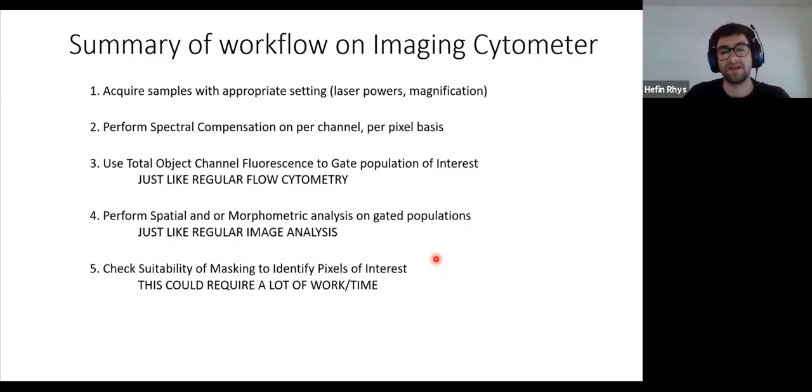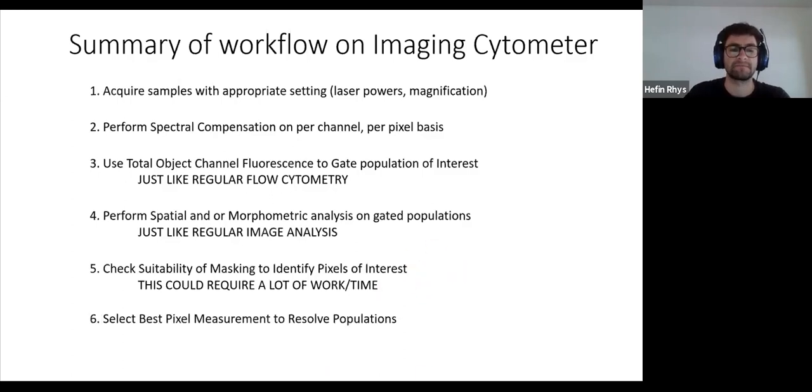The way that most people do it is by creating a mask, applying it to their data, checking that it works well, and if not, iteratively improving on the mask. And this is the bit that takes a long time. But once you've got a mask that works well, then you can use this to generate new features that will resolve your populations. So you could use a mask, for example, on just the nucleus, and you find that that helps you discriminate between populations of cells that have high translocation to the nucleus versus low.